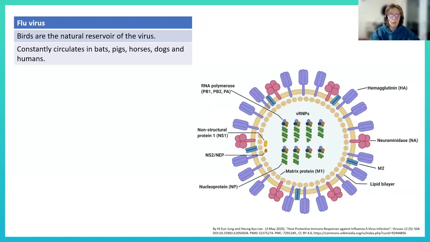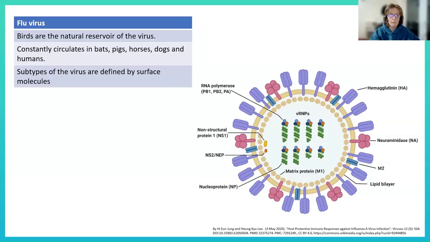Wild birds are the natural reservoir of flu virus, but it circulates very nicely in mammals: bats, pigs, horses, dogs, humans. Subtypes of the virus are defined by the structure, the surface molecules. You can see them in purply pink on this diagram. It's quite similar to what you'll have recognized with COVID. These surface structures are proteins, some of them called hemagglutinin and some called neuraminidase on the flu.